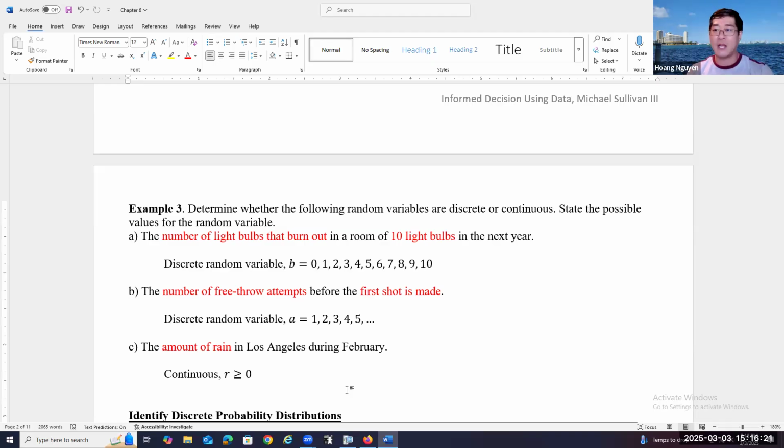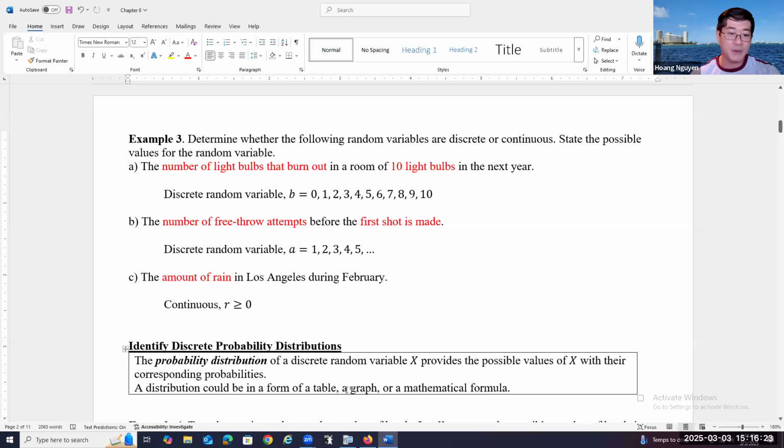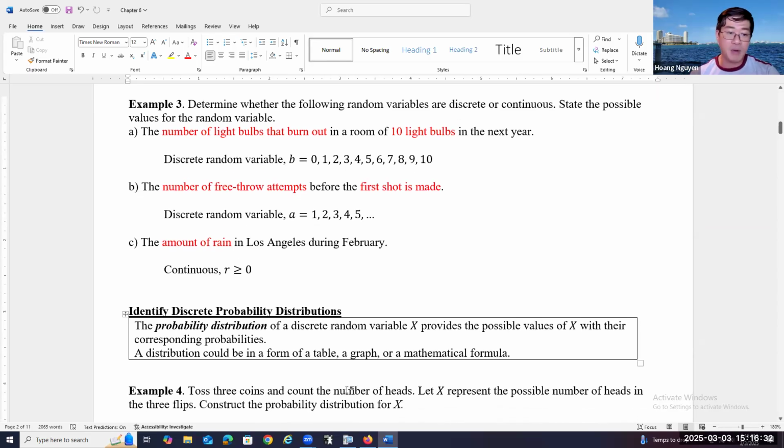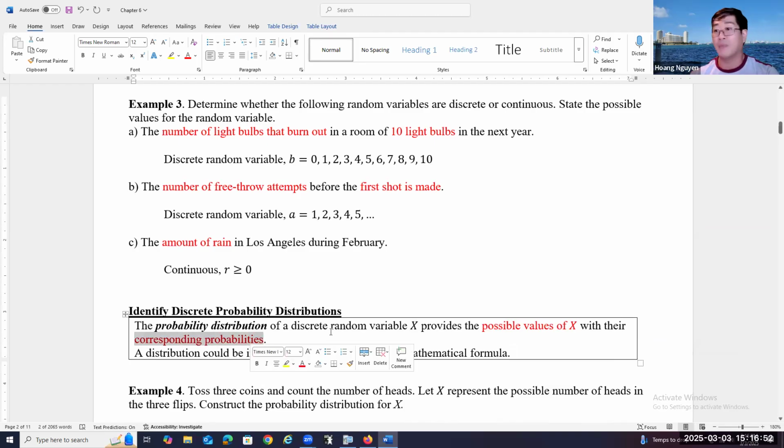After we know that a random variable is discrete, we're going to do a further summarization of it. So we're going to talk about the probability distribution. What is a probability distribution for a discrete random variable? The probability distribution of a discrete random variable x provides the possible values of x. We're going to list the possible values of x with their corresponding probabilities.